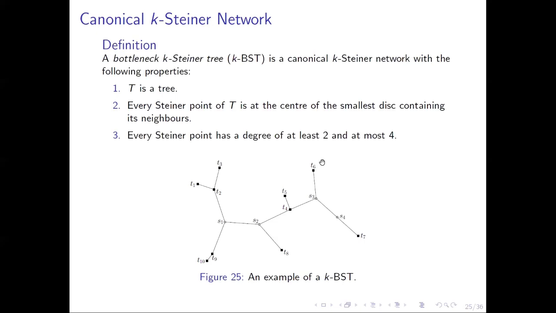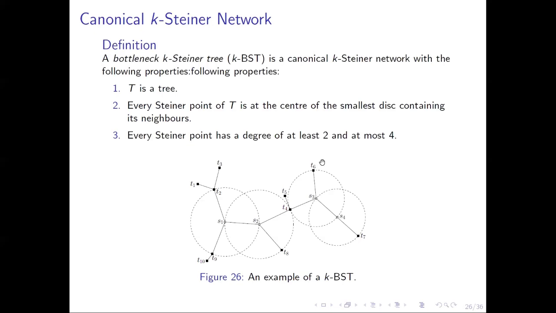Every Steiner point lies at the center of the smallest disk containing its neighbors. Just to do that, we'll go on to the next slide. For example, we'll look at Steiner point S1. The smallest disk containing its neighbors is just a circle that goes through its 3 neighbors, and S1 lies at the center of that circle.